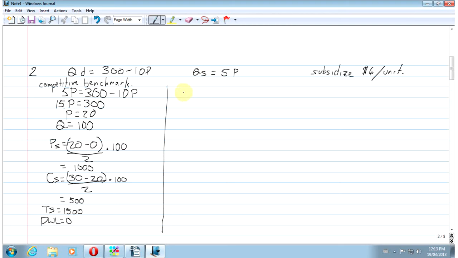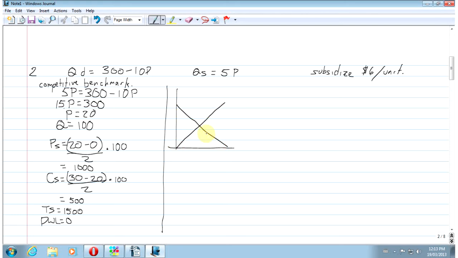So basically that means that we're introducing some sort of incentive to buy this product because we're basically reducing the price by $6 for every unit that you buy. Sorry, I'm just trying to get some kind of a ruler onto this thing so I can draw this graph with some semblance of adequacy. So I've got a demand curve, I've got a supply curve.